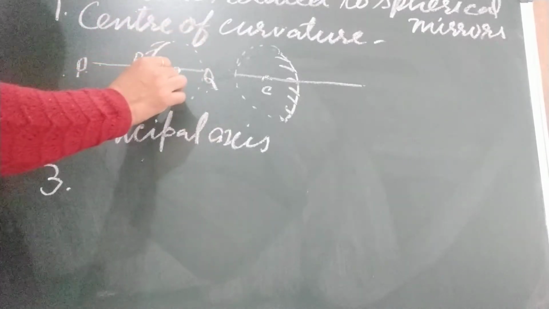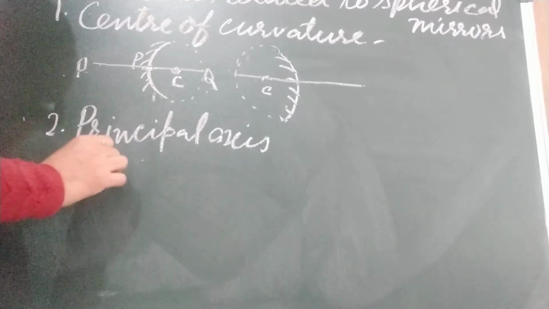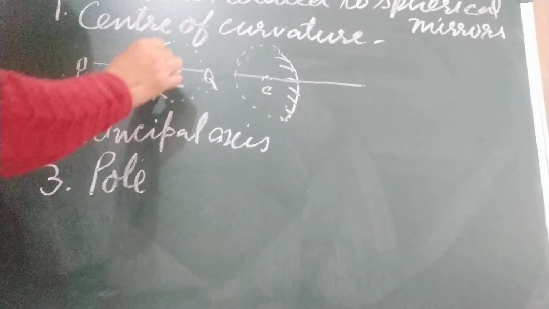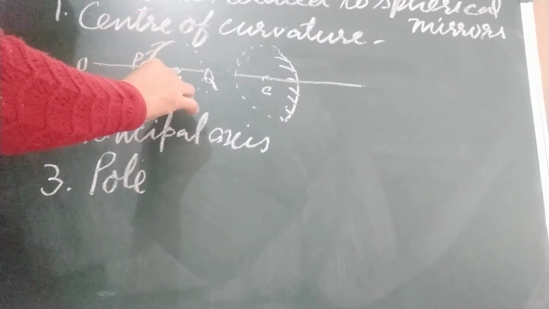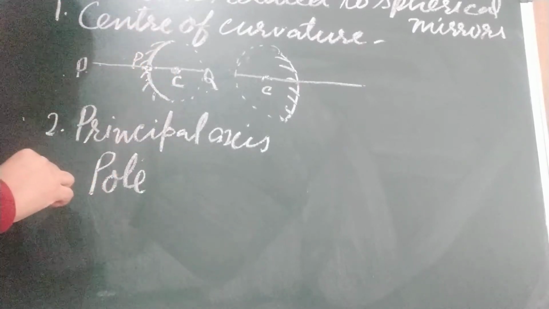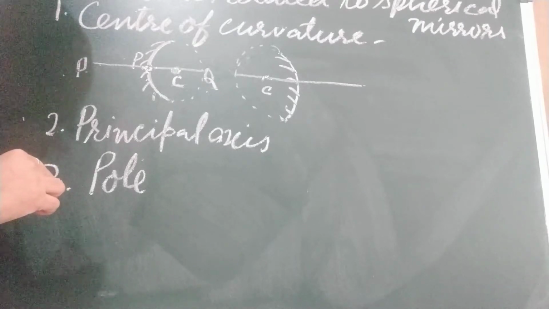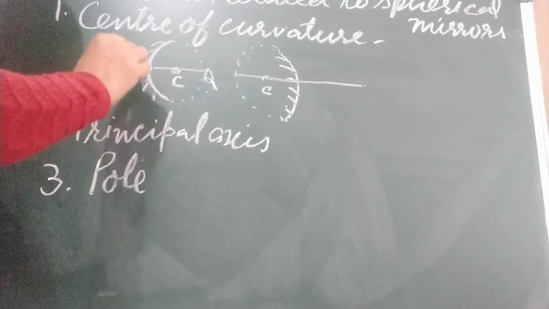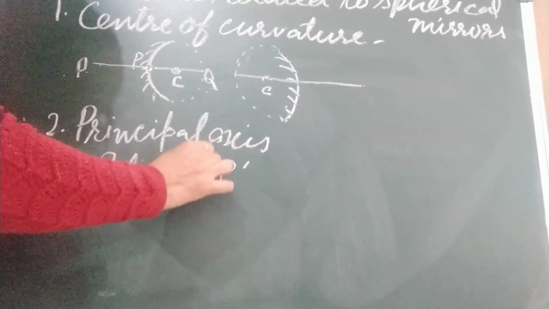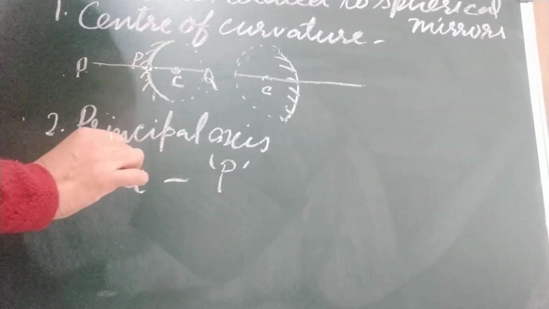Center of curvature is clear. The center of the sphere is the center of curvature. Now next is pole: the center of the reflecting surface. This is the reflecting surface, which means the mirror. The center of the mirror is called pole. Is this clear? The center of the reflecting surface of a spherical mirror is called pole and we represent it with the capital P. These are very important when you are going to draw the ray diagrams.